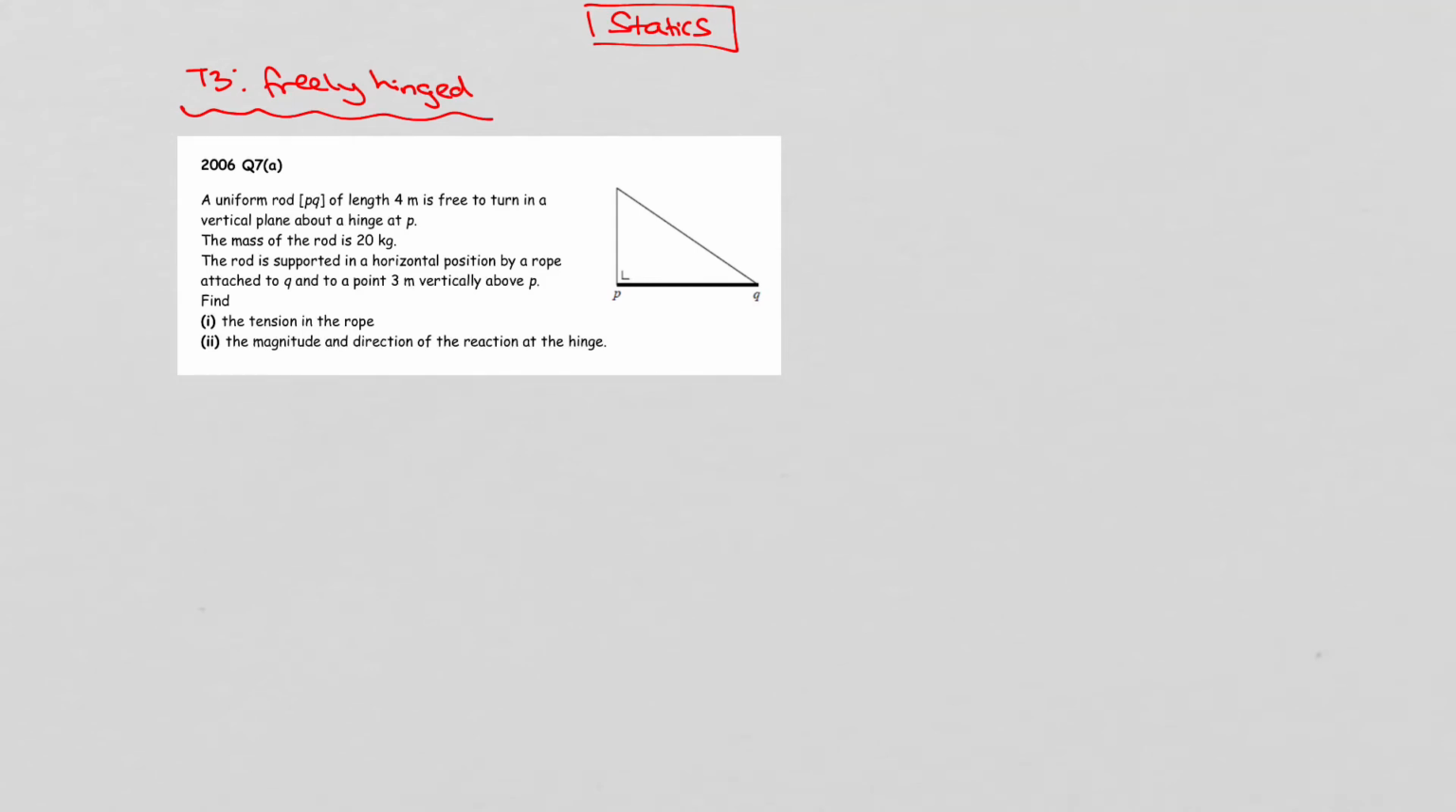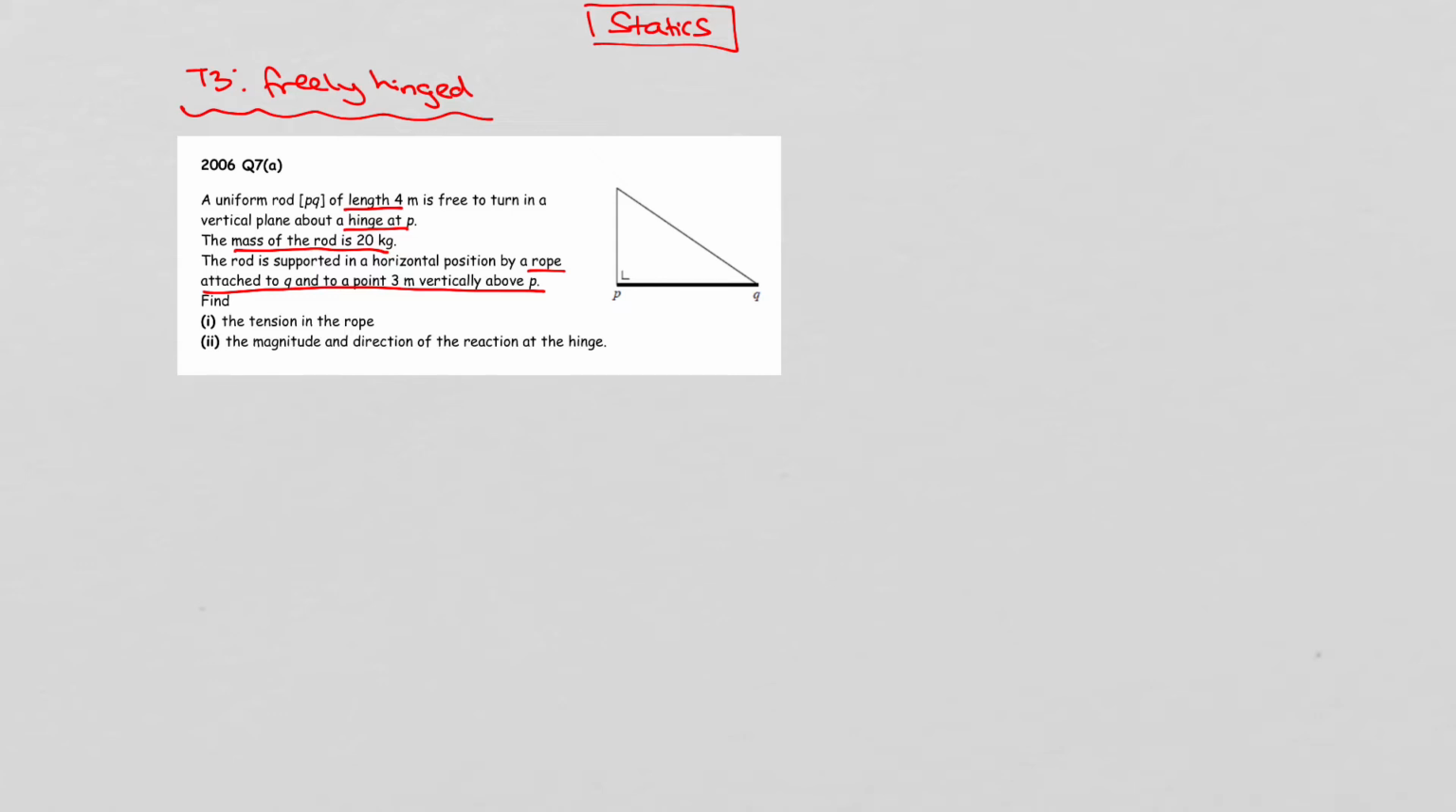So in 2006, question 7a, we had a uniform rod of length 4 meters, which is free to turn around a vertical plane about a hinge at P. We're told that the mass of the rod is 20 kilograms and that the rod is supported in a horizontal position by a rope which is attached to Q at a point 3 meters vertically above P. So basically that's holding the rod PQ in place where the hinge is at P.